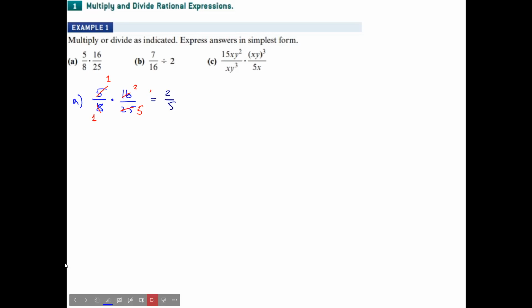Gentlemen, B: 7 over 16 divided by 2. So we need to convert division to multiplication. What do I do? I flip that fraction. So 7 over 16 divided by 2 over 1. Then I do 7 over 16 times 1 over 2. What I have, 7 over 32.